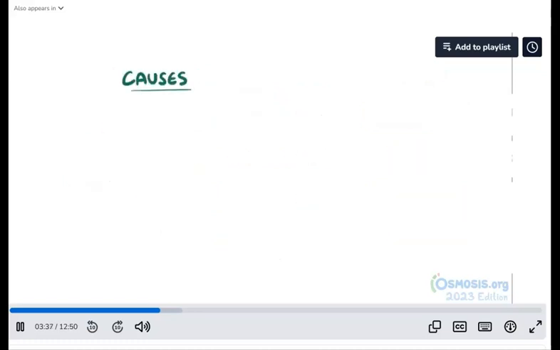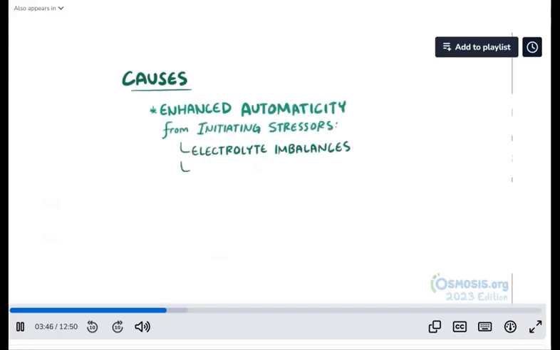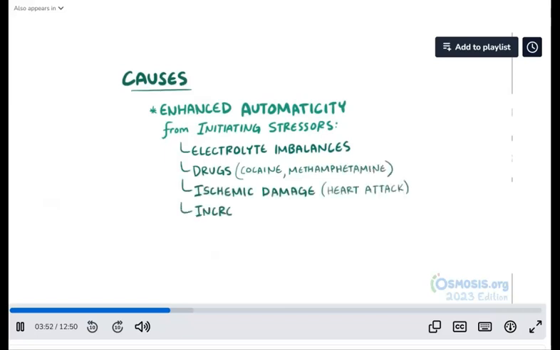One cause of a latent pacemaker cell or a cardiac muscle cell depolarizing early is enhanced automaticity, which might result from irritating stressors like electrolyte imbalances, drugs like cocaine or methamphetamines, ischemic damage like a heart attack, or anything that increases sympathetic activity, like anxiety.